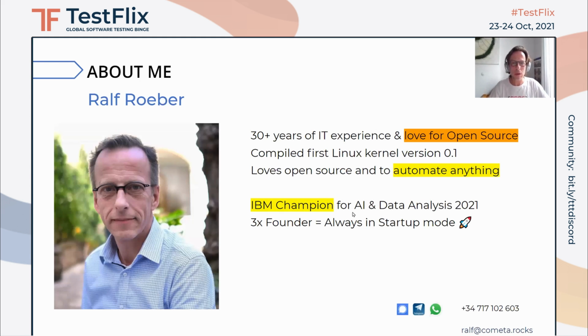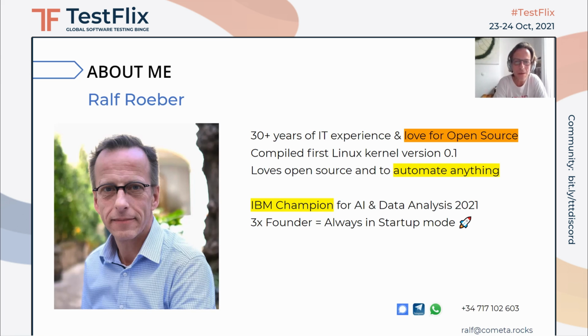So a little bit about me. My name is Ralf. I was born in Germany, live in Barcelona. I actually compiled my first Linux kernel in version 0.1. I really love open source and to automate anything. IBM honored me as one of 200 data analysis and AI champions this year. I'm a three-time founder and I've been in startup mode almost all my life.